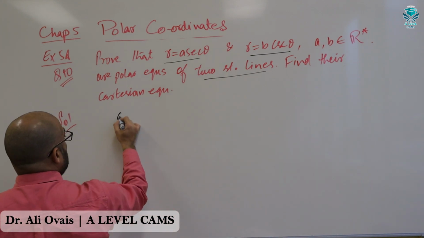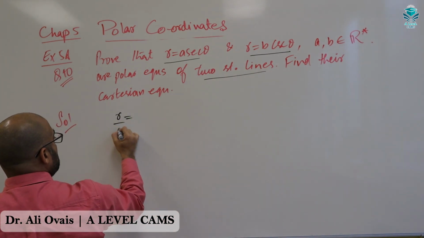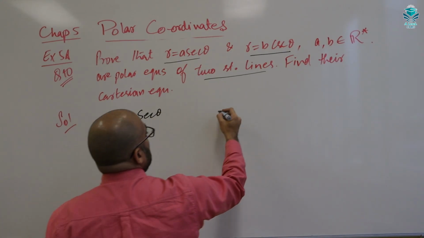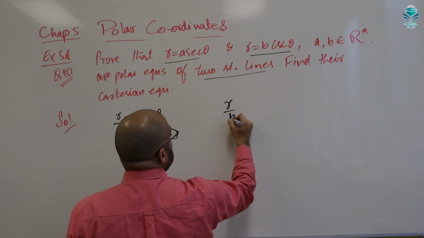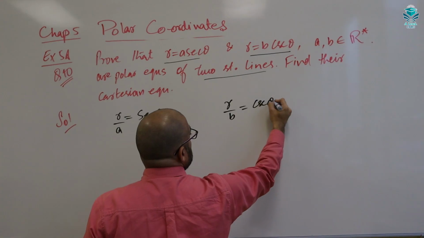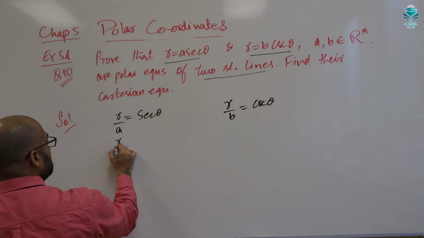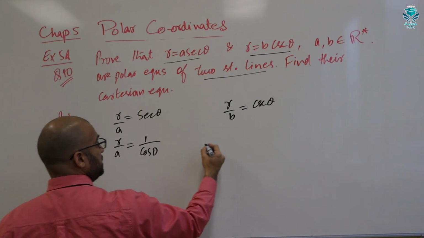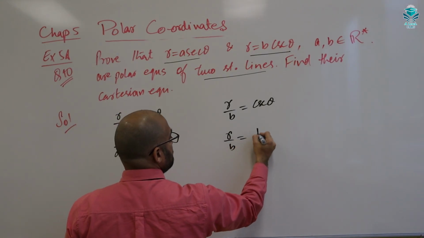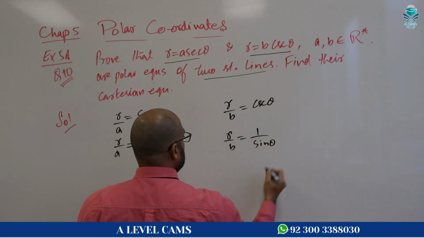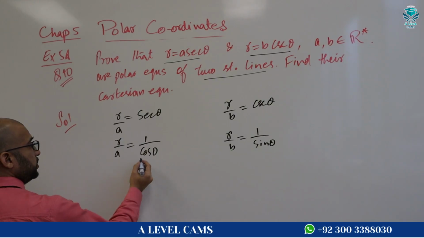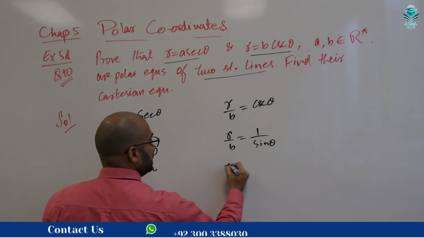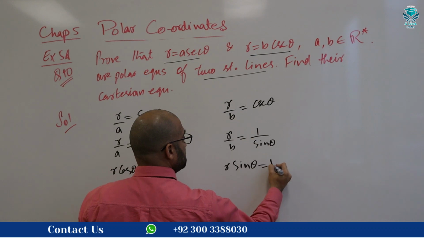We have r by A is secant theta and r by B is cosecant theta. You can write r by A is 1 by cos theta, it is the reciprocal, and r by B is the reciprocal of sin theta. Understand? You can rewrite this equation as r cos theta is A and r sin theta is B.